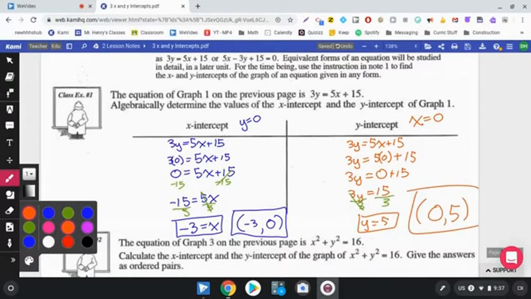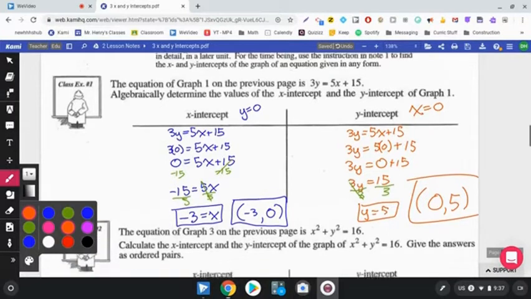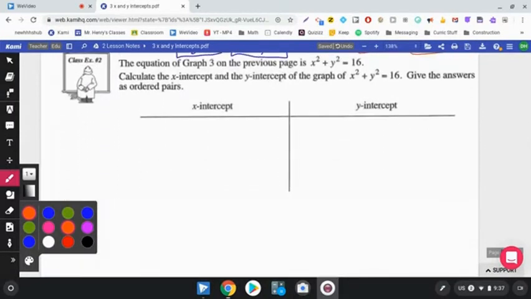Okay, that's fantastic. All right, number 2 says graph 3 is the equation x squared plus y squared equals 16. That's actually the circle. Calculate the x-intercept and y-intercept of the graph and give your answers as ordered pairs. I'm going to invite you to do this ahead of me. So this is a good opportunity to pause the video. And be careful because we got 2 x-intercepts and 2 y-intercepts when we looked at the graph. So keep that in mind as you solve. Okay, go, pause, do it ahead of me.